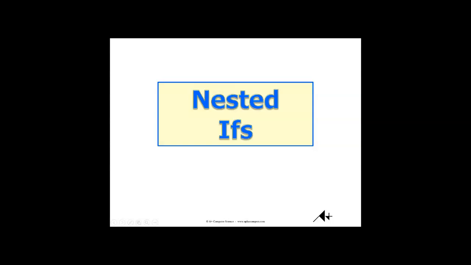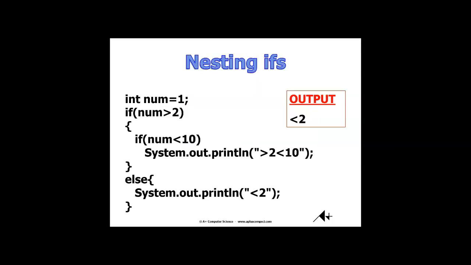All right, let's take a look at nested ifs, and we're going to look at the logical operators and, or, and not. So with nested ifs, I can put an if statement inside of another if statement to check multiple things. In this case, I want to check to see if num is greater than 2 and if it's less than 10. If it's not greater than 2, I just want to go to the else and print out that it's less than 2. So in this case, num is 1, 1's not greater than 2, jumps to the else, prints out less than 2.